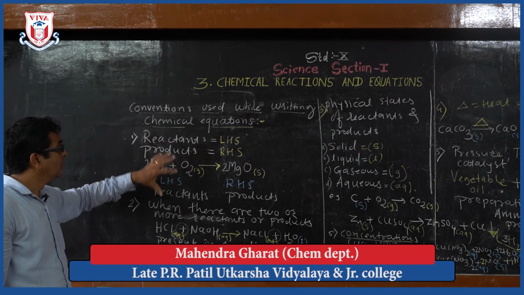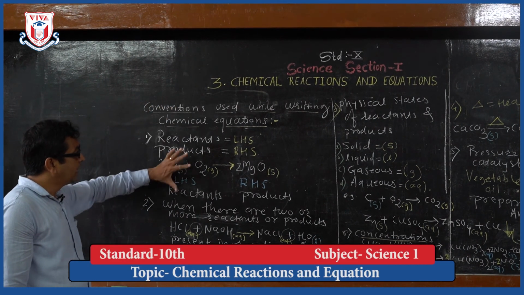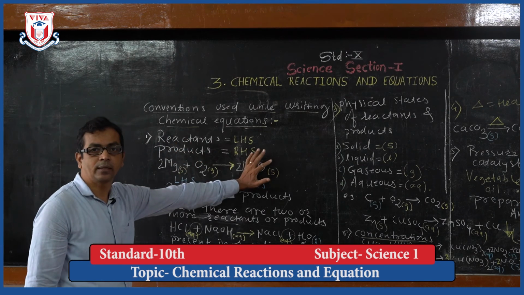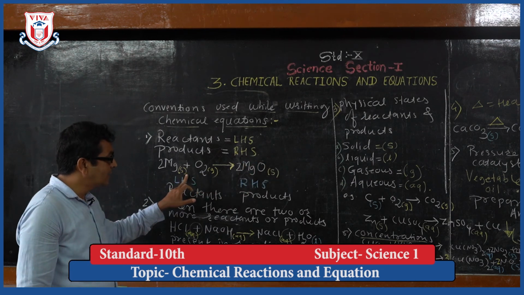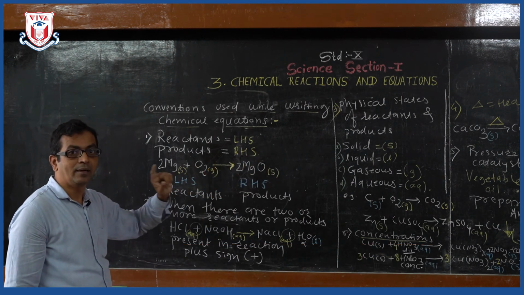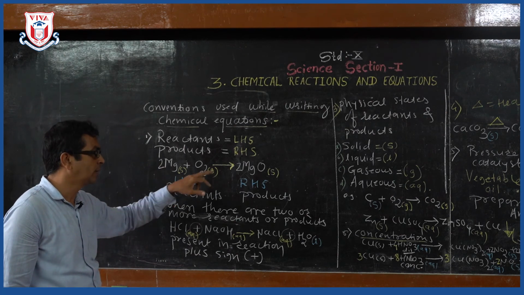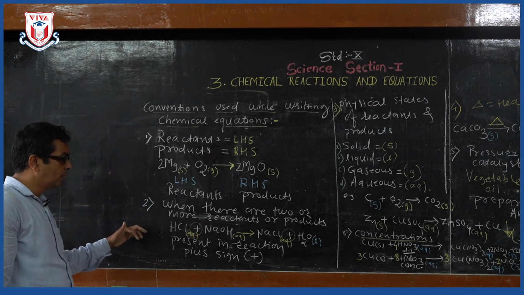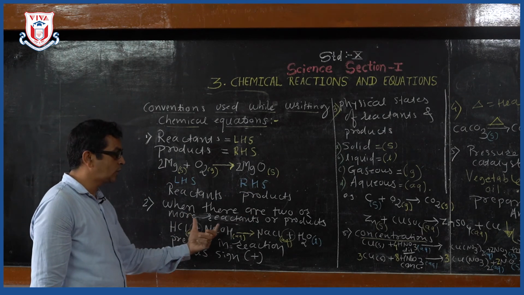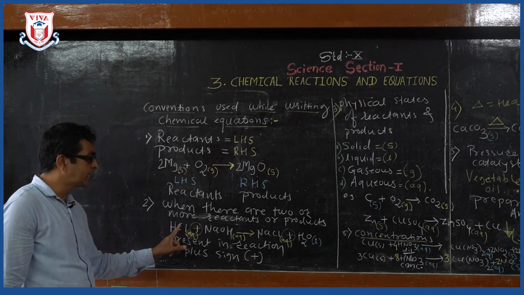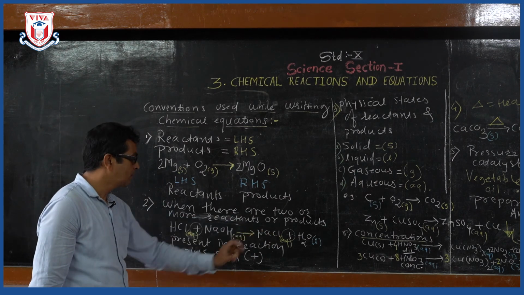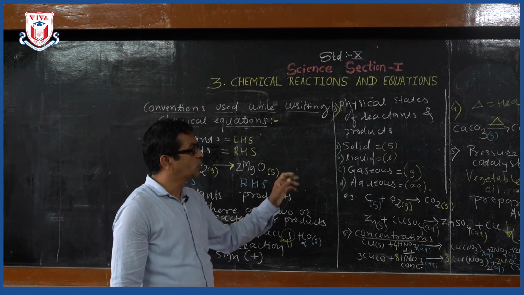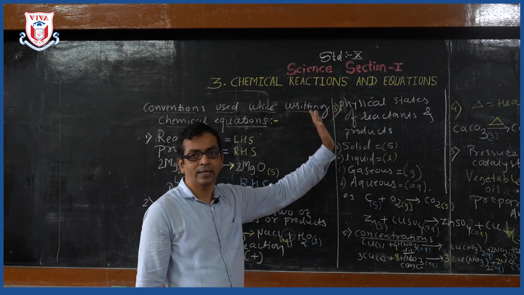The first rule, let's just revise it. The first rule, that is what? The reactants you have to write on the left hand side, the products on the right hand side. Reactants and products you have to separate by the headed arrow. Headed is important, a headed arrow towards the product side. Then the second rule, if two or more reactants or products are present, then you have to separate them by putting a plus sign. Then the next rule, that is what? You have to write the physical states of the reactants and the products.